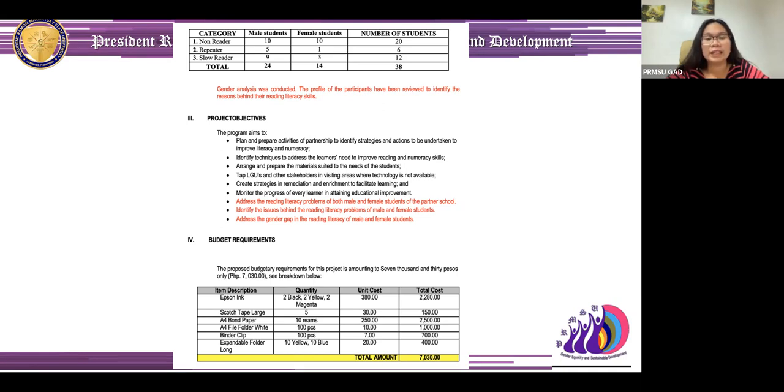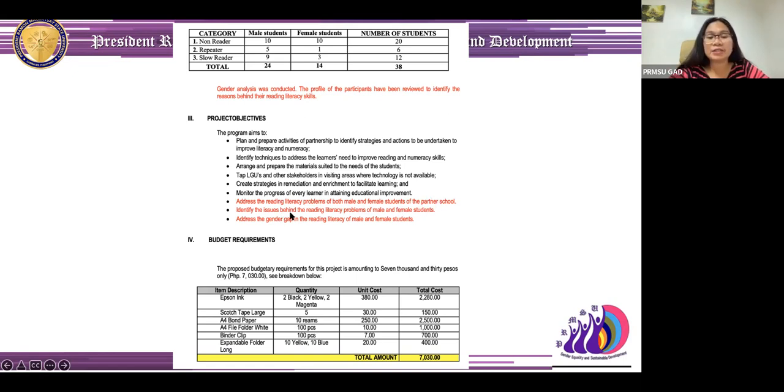Okay? And then ano po yung project objectives, di ba? Yan pa rin, same pa rin project objective. But we included GAD objectives. So we have: address reading literacy problems of both male and female students of the partner school.